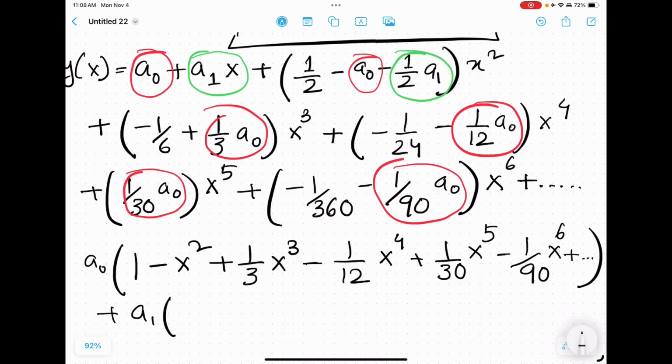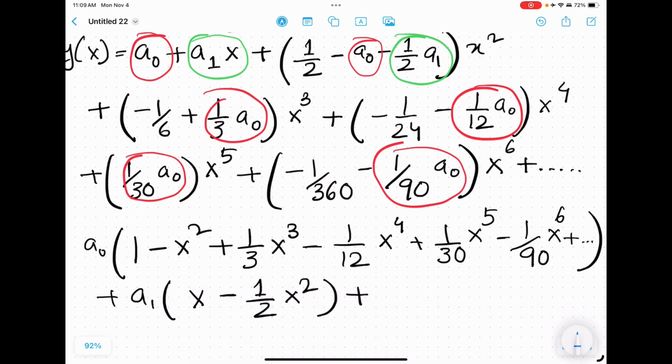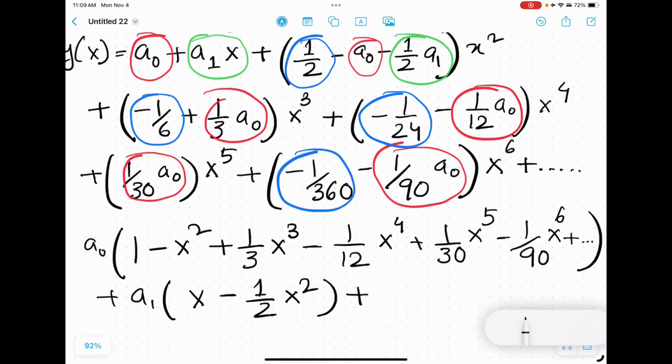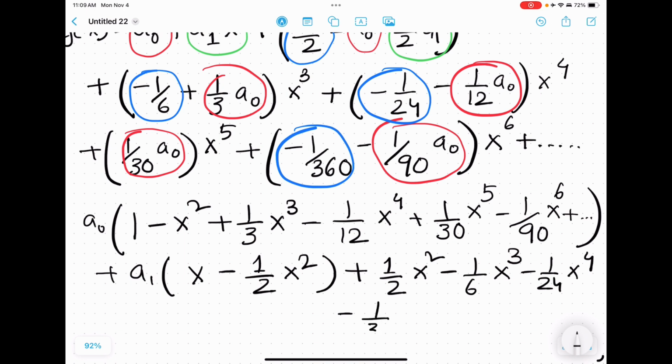So you can write that. So I have x and then minus half x squared. And then writing all the constant terms, I have this one, and then I have a constant over here, a constant over here, and a constant over here. So you can go ahead and do that. So I have half x squared minus 1 by 6 x cubed minus 1 by 24 x to the power 4. And then I have negative 1 by 360 x to the power 6, and then so on.